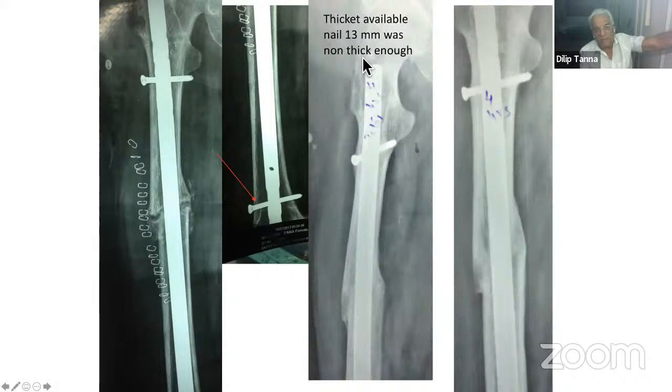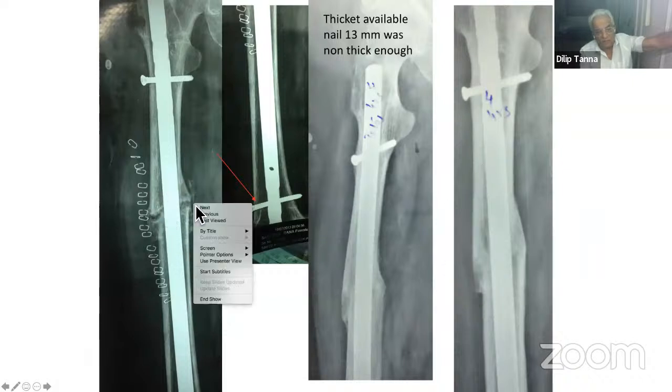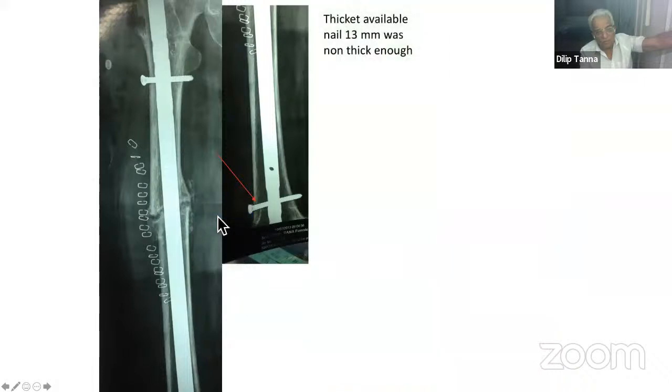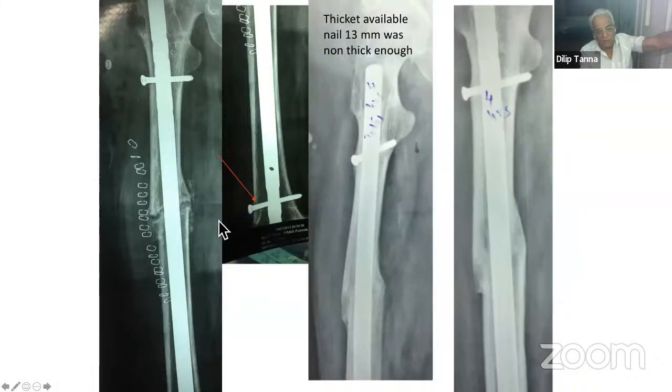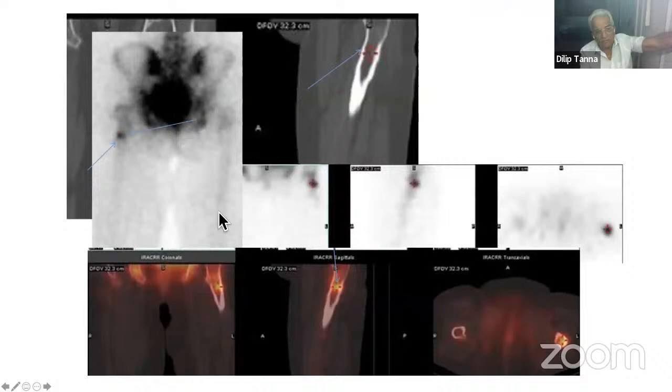The thickest available nail, 13 millimeters, was also not thick enough for this, as you can see. But then with the grafting, in 4 years' time the whole thing united. So this fracture is very notorious for a non-union, and once you treat it, you have to treat it very, very efficiently. I'll come to that. Now here was the isotope bone scan.